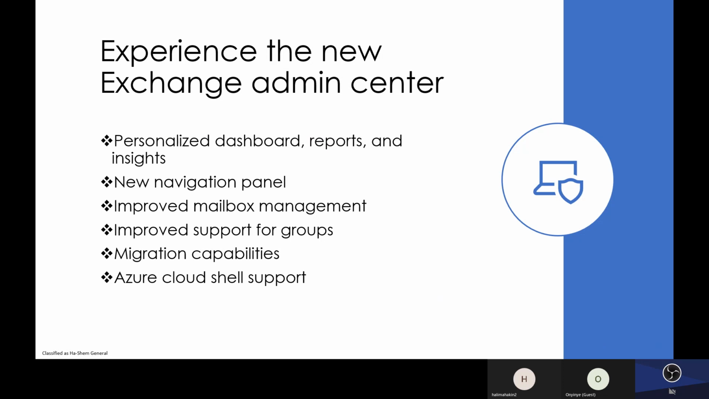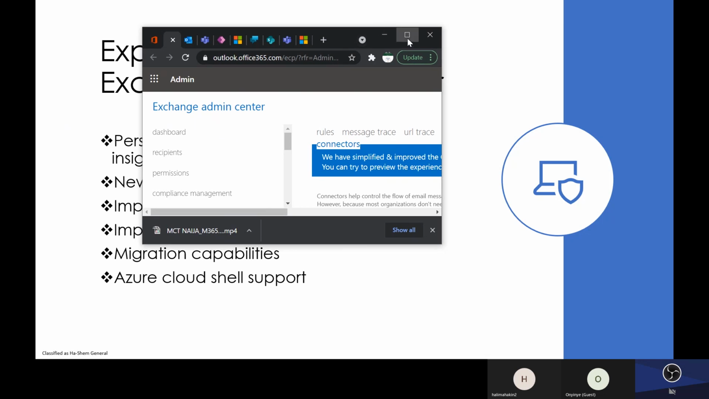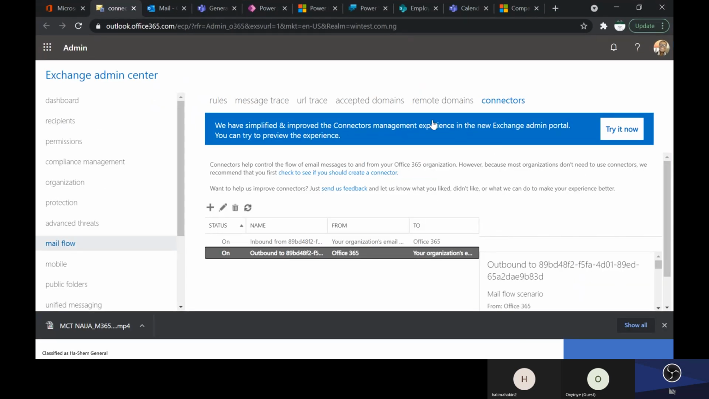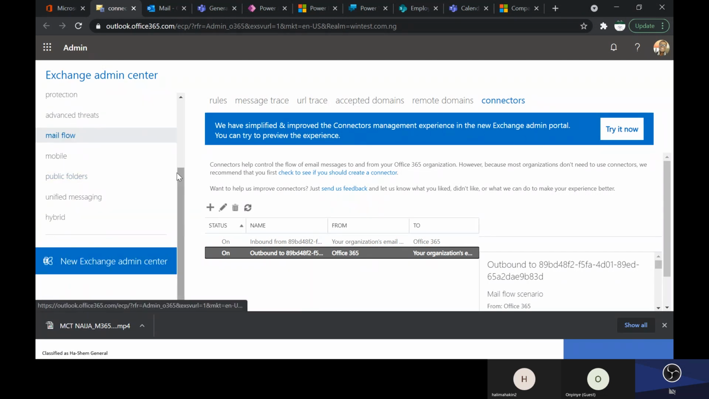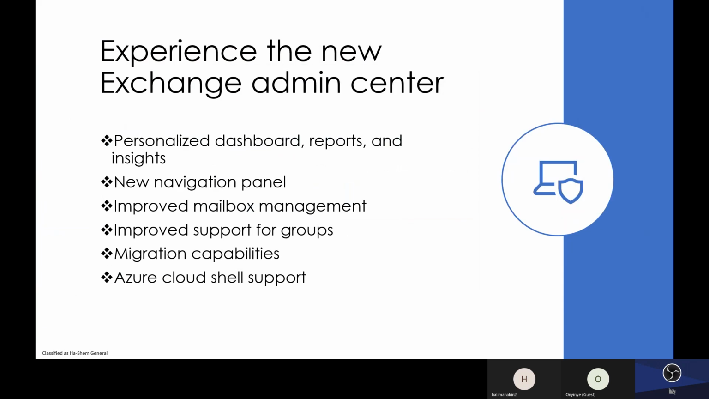It's actually very easy, because it tells you when you are on the old one. So let me show you again. On the old one, if yours is still showing the old one, it will say simplified, improved, and distinct connector management. Try it now. Or even if you scroll down, you can select the new Exchange Admin Center. So you can actually try that on your own. So let me move forward to that.